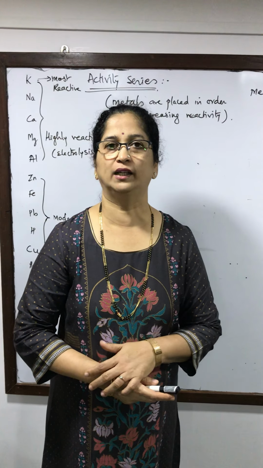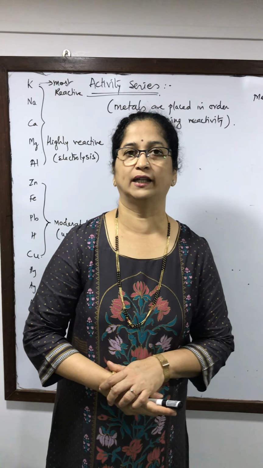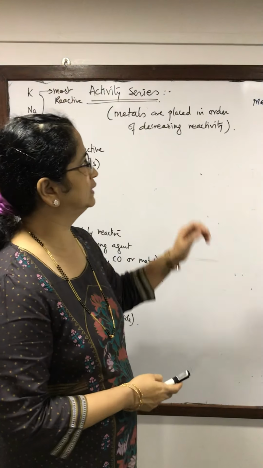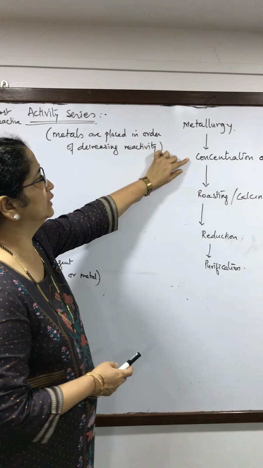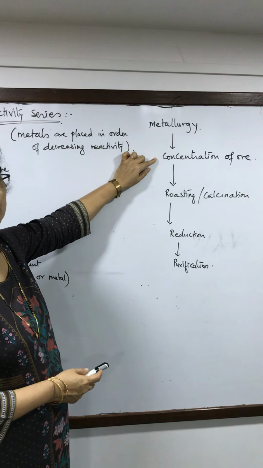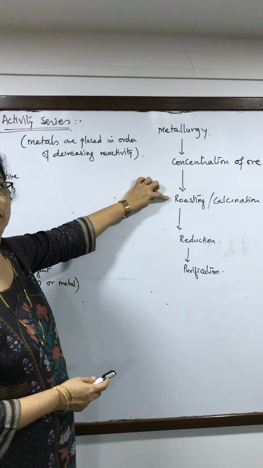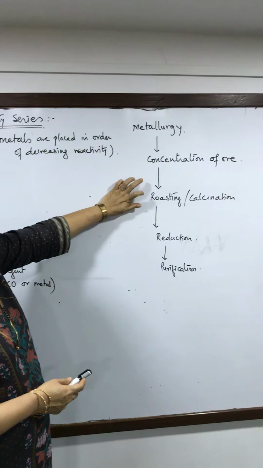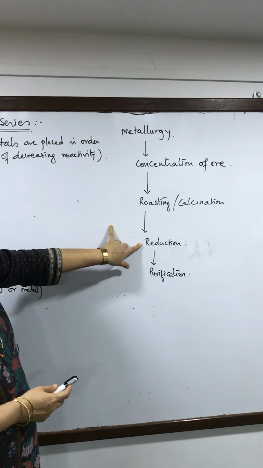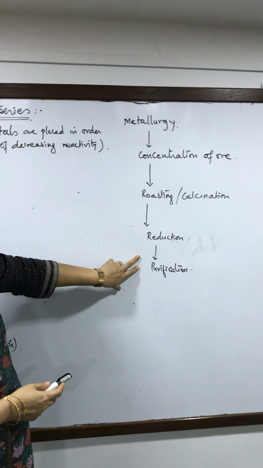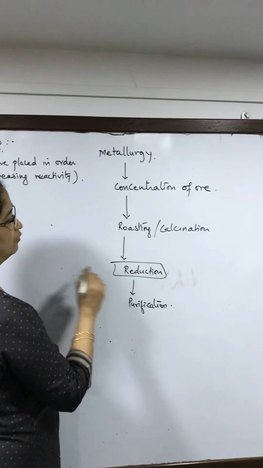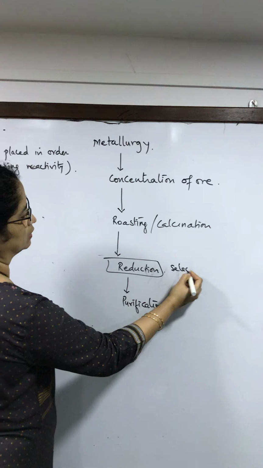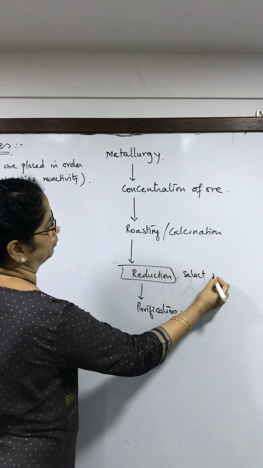Today I will explain about Ellingham diagram. But before that, I have explained that in metallurgical operation the first step is the concentration of the ore, followed by roasting or calcination, if required, followed by reduction and purification. Now if we have to reduce the ore, then we have to select a particular method to reduce it.